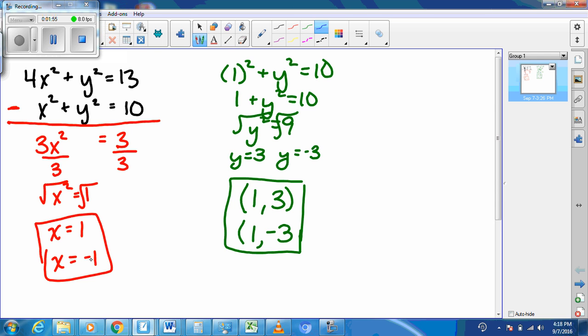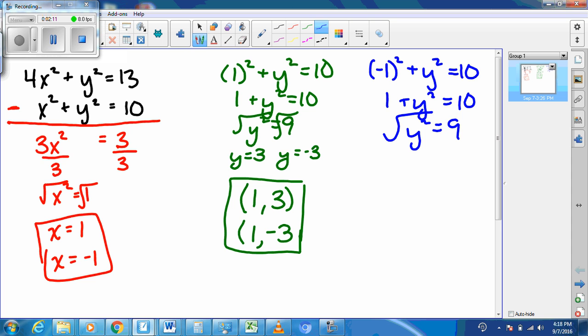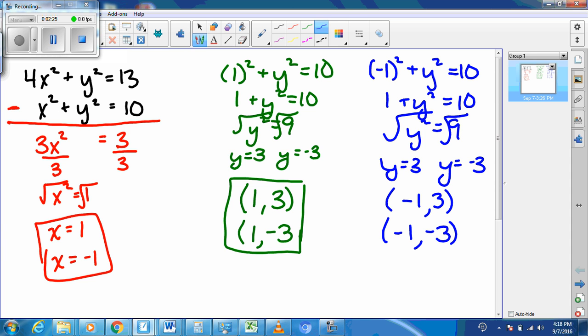If we plug in negative 1 for x, I get negative 1 squared plus y squared equals 10. Negative 1 squared is 1 plus y squared equals 10. Subtract 1 from both sides. I get 9, and every time you take the square root, 2 answers. So this one also gave me 2 answers. When I used negative 1, I got out 3, and when I used negative 1, I also got out negative 3, for a total of 4 answers.